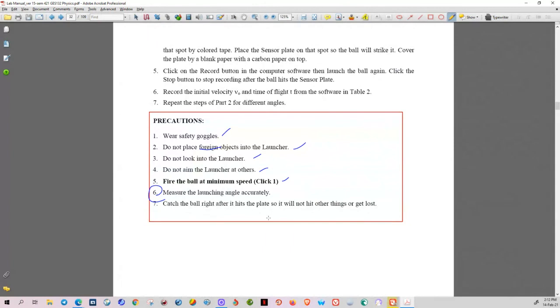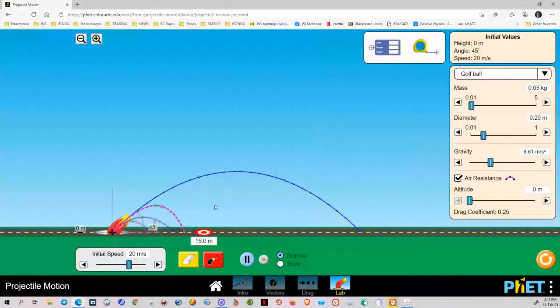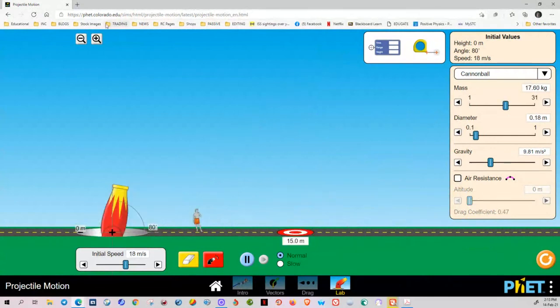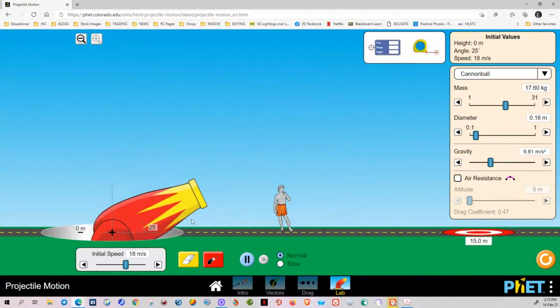Measure the launching angle accurately, okay? This one is okay, but you cannot use it. So number 6 is a good precaution. What does it mean in number 6? When we say, for example, in the beginning, you have to launch the projectile at 25 degrees, and you make it 26 degrees. Will it make a difference? Of course, okay? Let's launch at 26 degrees. Fire.